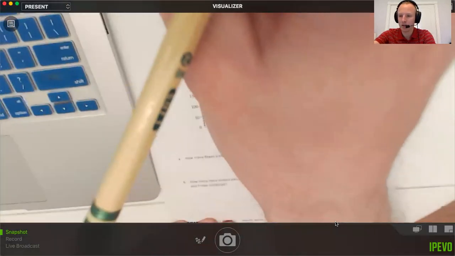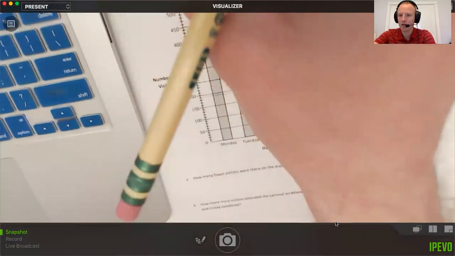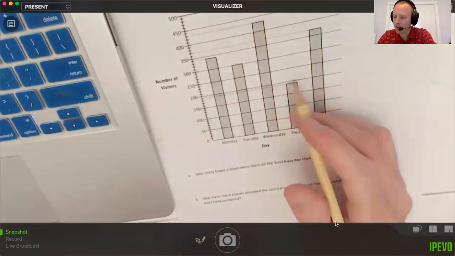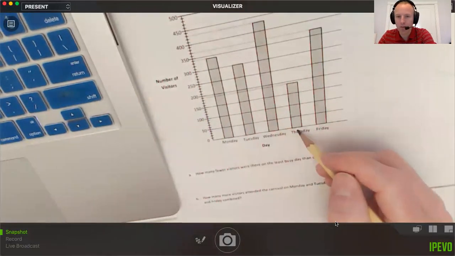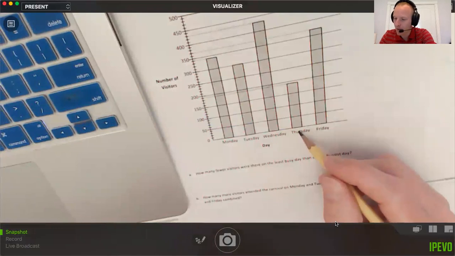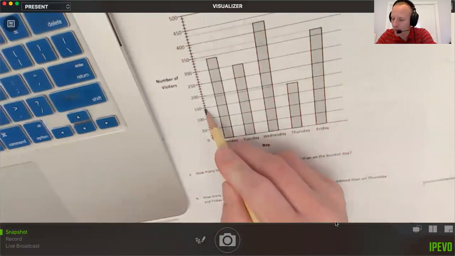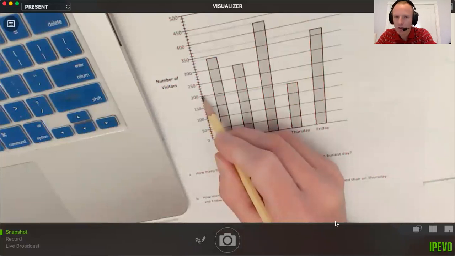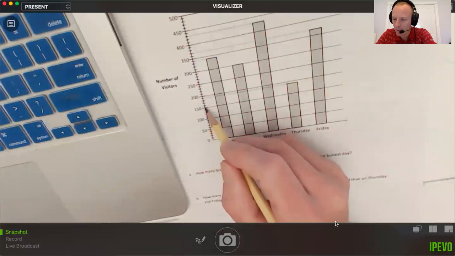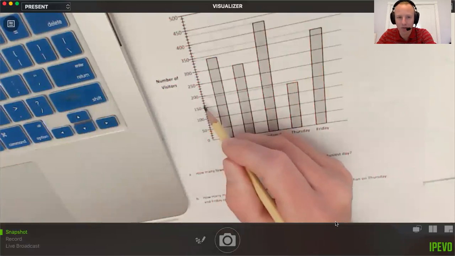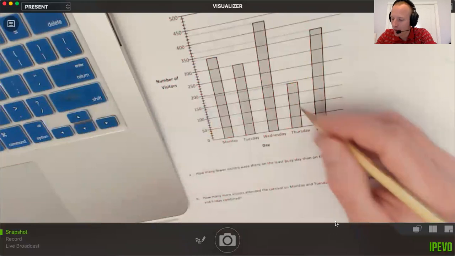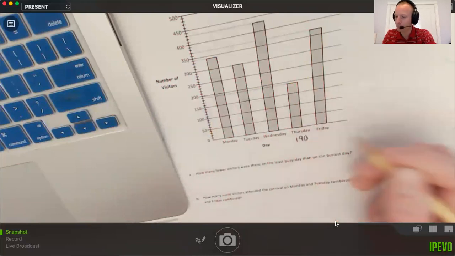What's the least busy day on here? The least busy day was on Thursday. And Thursday had, okay, we have to use our scale here. So 50, 100, 150. And then we're not quite to 200. So we must be counting by tens here. 160, 170, 180, 190, 200. So yes, we're counting by tens with these little marks. So that's 190. I'm going to write it right under there.